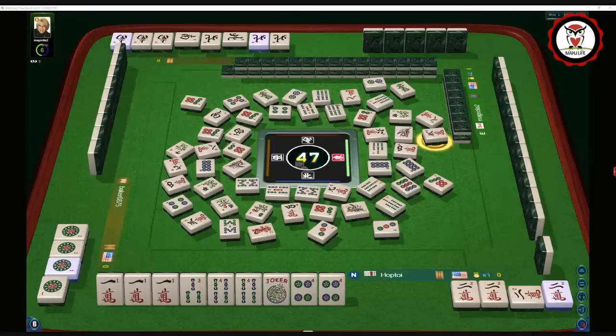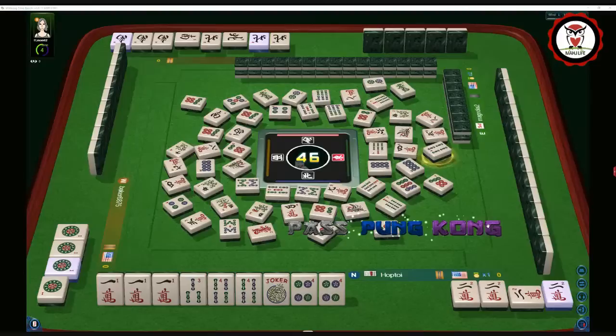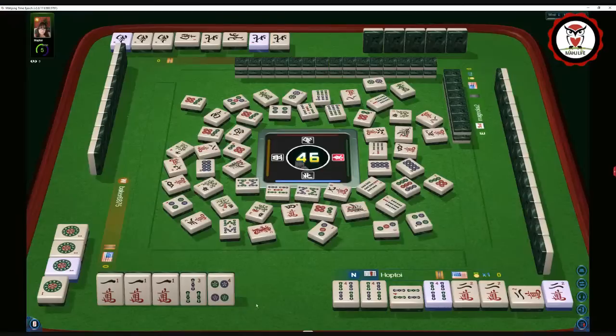Five characters. Four bamboos. That's a Kong, and I would take it. Kong. We'll let the four dot go. Four dots. Four bamboos. Oh, they got our joker. Five characters. So we're playing Pung Kong, Pung Kong.